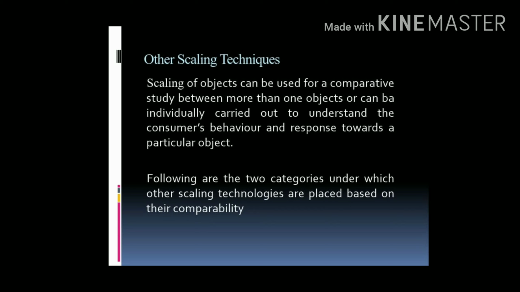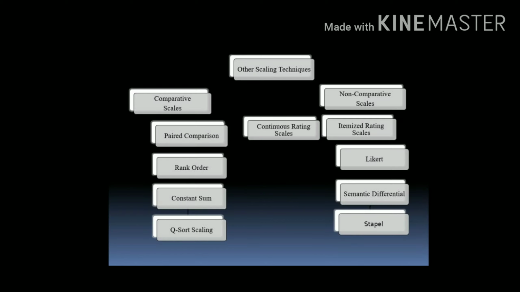The other type of scaling technique is other scaling techniques. Other scaling techniques is a scaling of objects which can be used for a comparative study between more than one object, or can be individually carried out to understand the customer behaviors and response towards a particular object. In other scaling techniques, we have two categories under which they are placed based on their comparability. Number one, we have comparative scales, and number two, non-comparative scales.